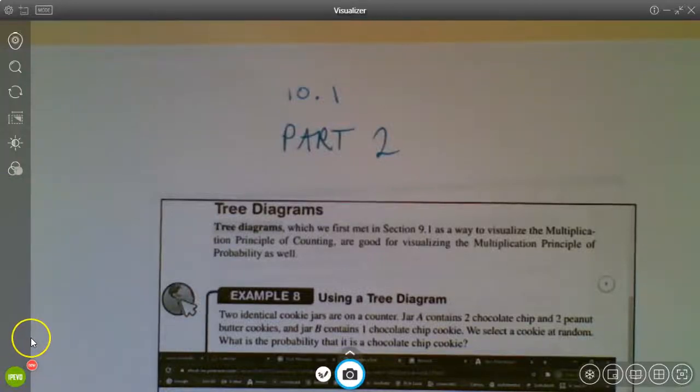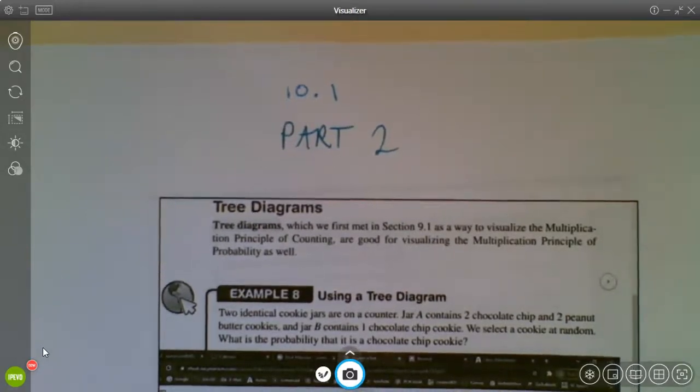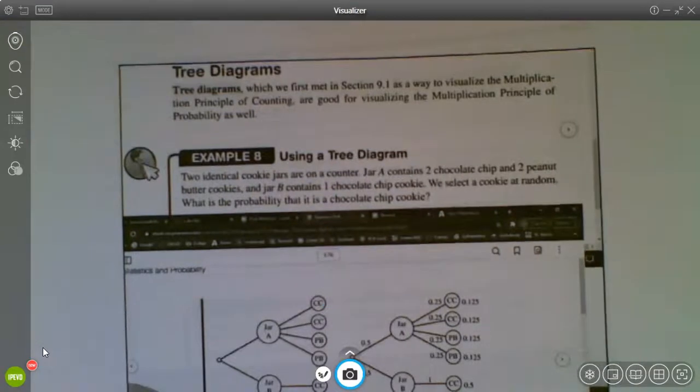All right, guys, for the second part of lesson 10.1, we're going to focus on two things here. This will be a little shorter, I think, than part one, but we're going to focus on making a tree diagram just to help us out with probabilities, and then we're going to get into conditional probability, which can be a little bit of a tougher area when it comes to these types of things. But we're going to start out with tree diagrams.